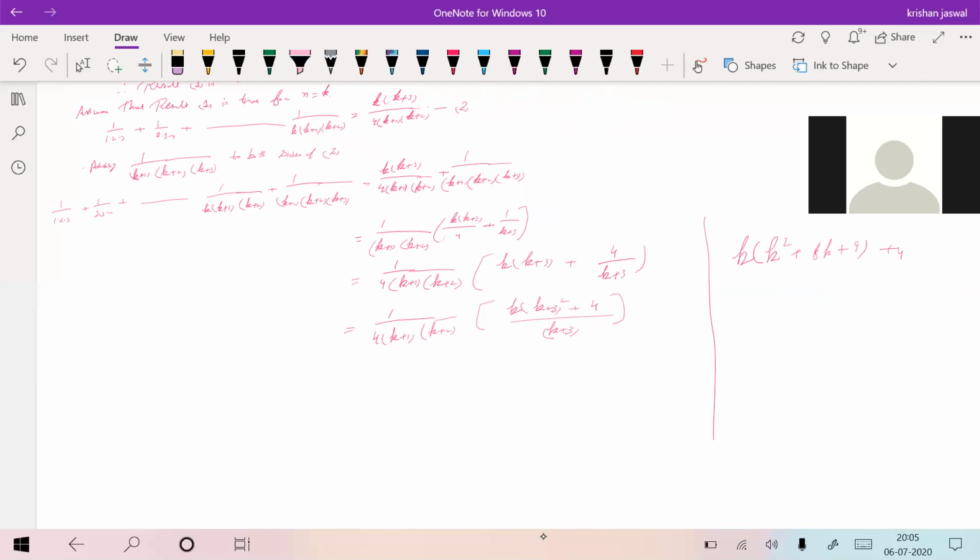If we multiply, then it will become cubic: k cube plus 6k square plus 9k plus 4. Now arrange these terms in such a way that we get a common bracket. k cube, k square, plus 6k. Make a perfect square with these terms.